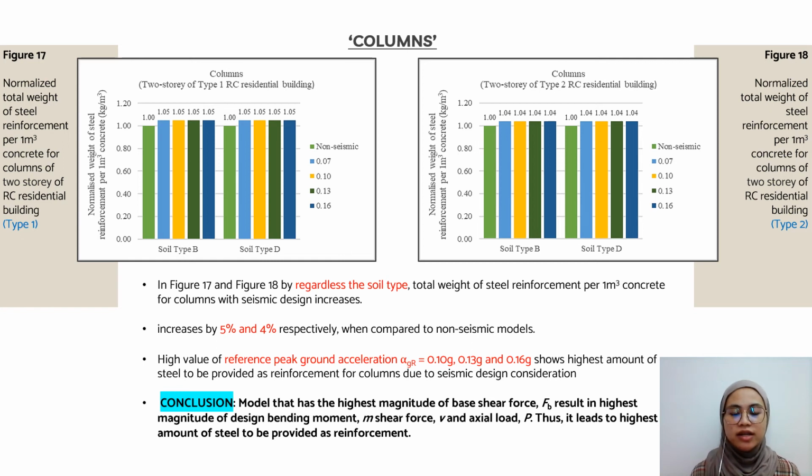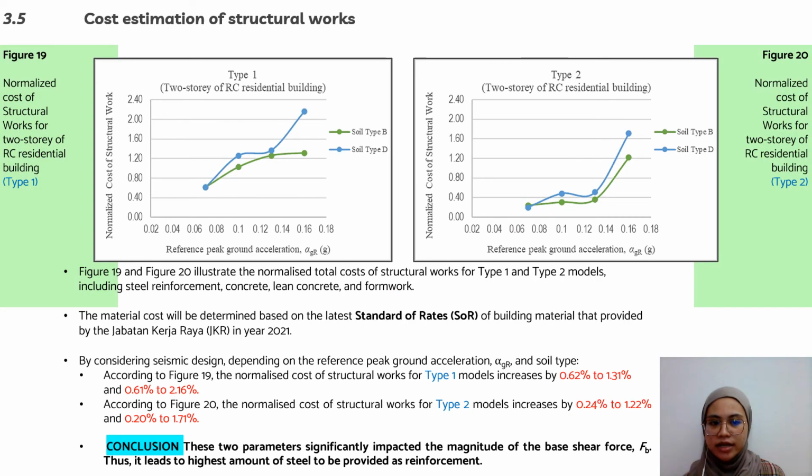High values of reference peak ground acceleration 0.10g, 0.13g, and 0.16g show the highest amount of steel to be provided as reinforcement for columns due to seismic design consideration. Figure 19 and Figure 20 illustrate the normalized total cost of structural works for Type 1 and Type 2 models. By considering seismic design, for Type 1 models, it increases by 0.62% to 1.31% and 0.61% to 2.16% respectively, while for Type 2 models, it increases by 0.24% to 1.22% and 0.20% to 1.71%.